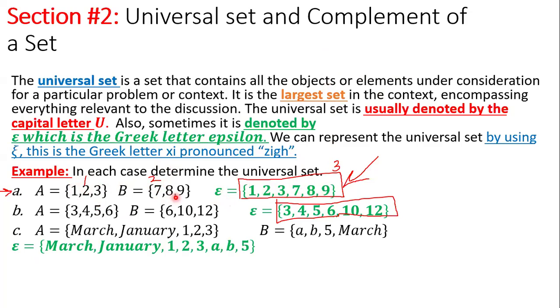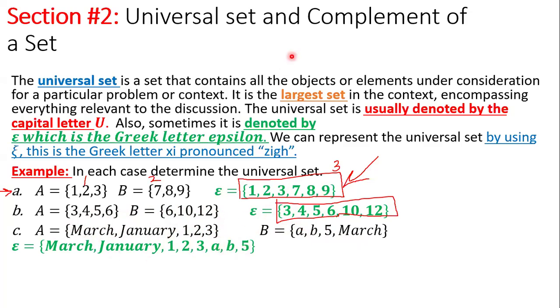Okay, so please bear that in mind. The universal set is the biggest one, and it contains all of the other elements. So for example, for B, we have 3, 4, 5, and 6, and we have 6, 10, and 12. The universal set is going to contain everything inside both sets. And the same thing for C. We have March, January, 1, 2, 3, and for B, we have A, B, 5, and March. The universal set is going to contain everything: March, January, 1, 2, 3, A, B, and 5.